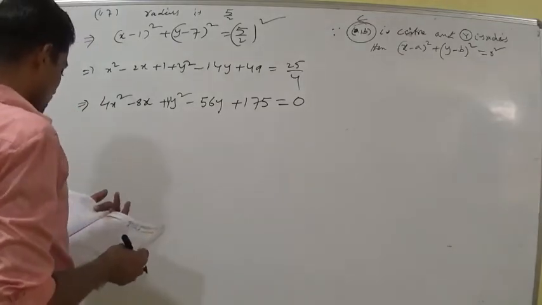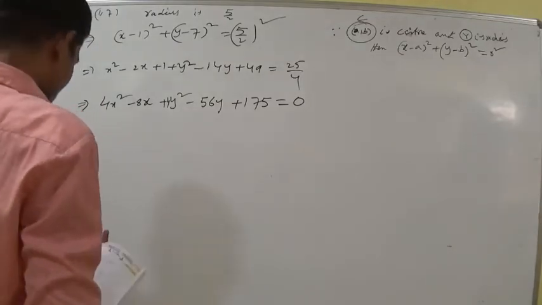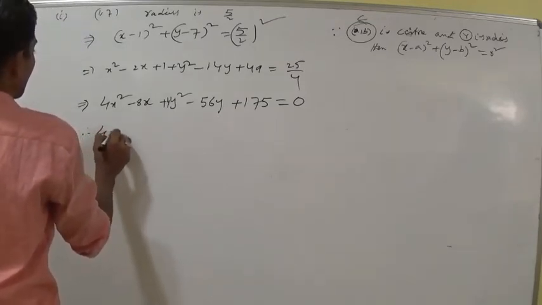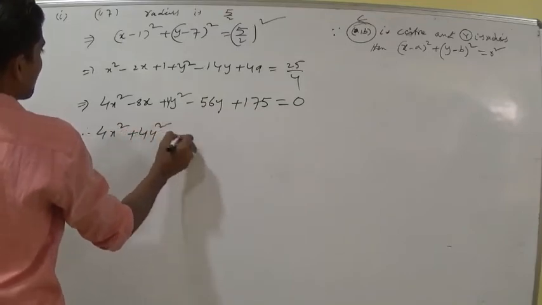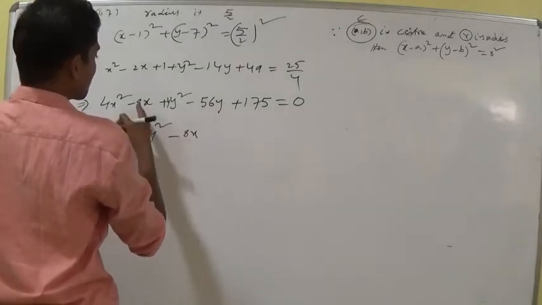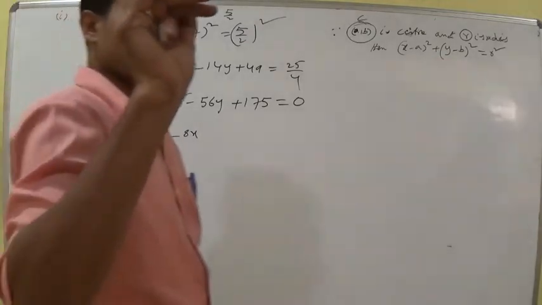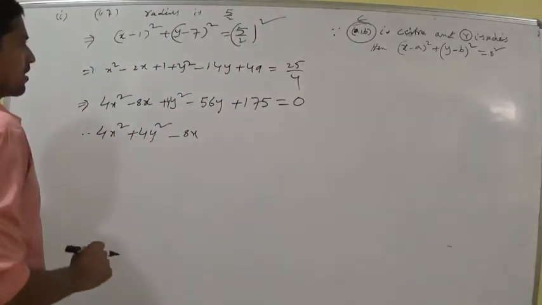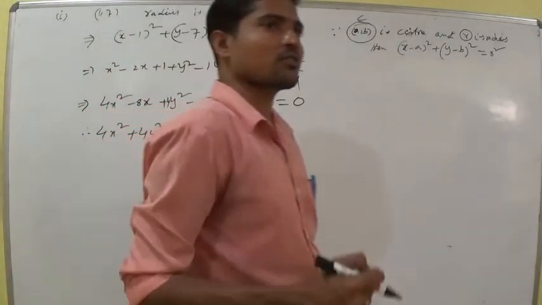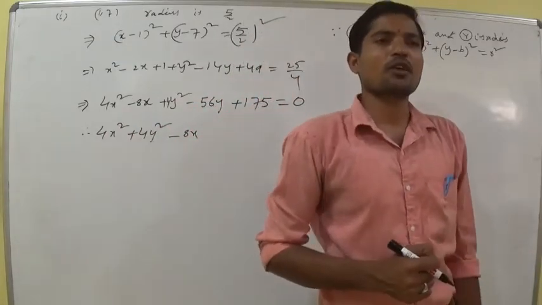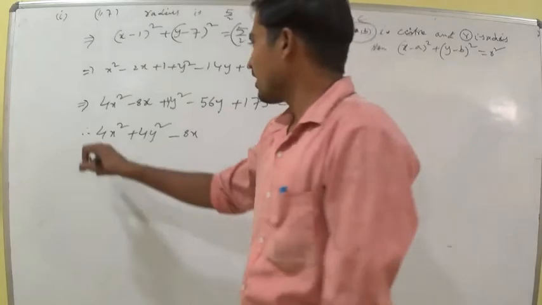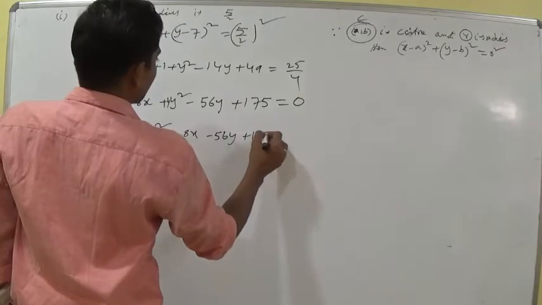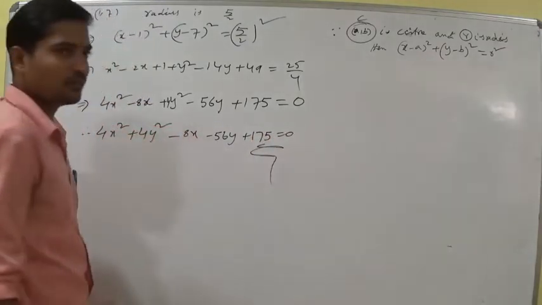Here the equation is therefore 4x square plus 4y square minus 8x. We have to write it into general form. What is the general form of a circle? x square plus y square plus 2gx plus 2fy plus c equal to 0. So x square plus y square minus 8x minus 56y plus 175 is equal to 0. Clear? Now, next one.